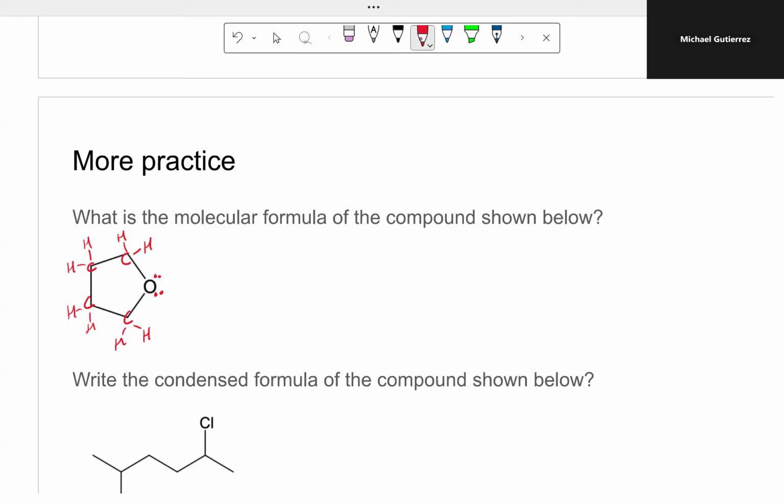So now that makes it a little bit easier to come up with the molecular formula. I have four carbons, 8 hydrogens, and 1 oxygen. The convention for writing molecular formulas is you do carbon, then hydrogen, and then the other atoms alphabetically.